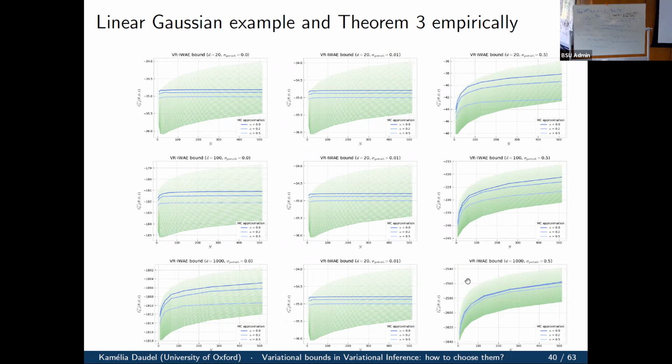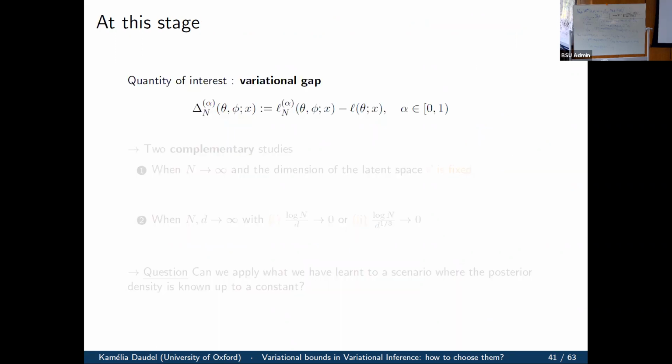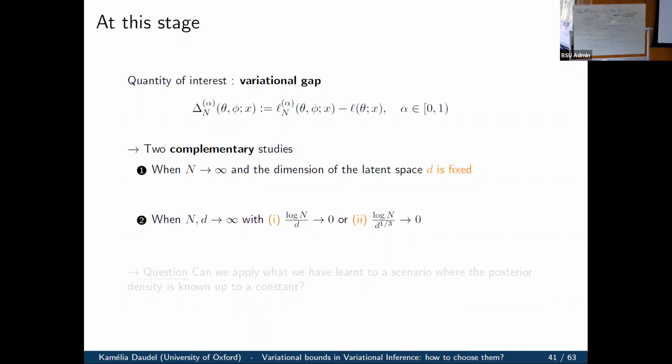Okay, 43. At this stage, this is another one where we breathe. Here's what we've looked into. We looked at the variational gap, and we have given 2 studies that I think are complementary. On the one side, we've got a study when n goes to infinity and d is fixed. And on the other side, we've got a study where both n and d go to infinity with some sort of link between n and d, right?